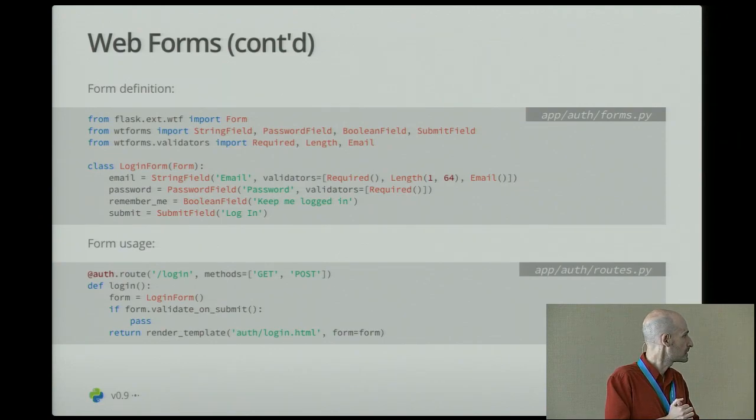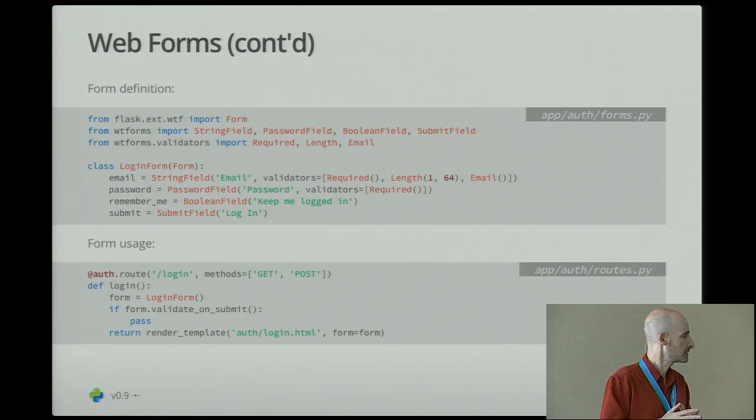So WTForms defines classes for all the fields, all the types of fields that you can have in a form. So there's a string field, a password field, a Boolean field for the checkbox, and a submit field for the submit button. The first argument you pass to any of these is the label that you want the form to show. Because, well, I forgot to mention this. Not only does it validate forms for you, but it renders the forms for you as well. So you will get the form rendered for you with this.